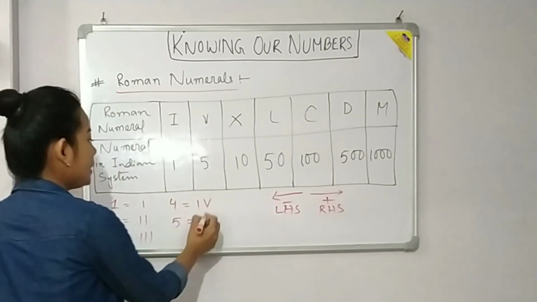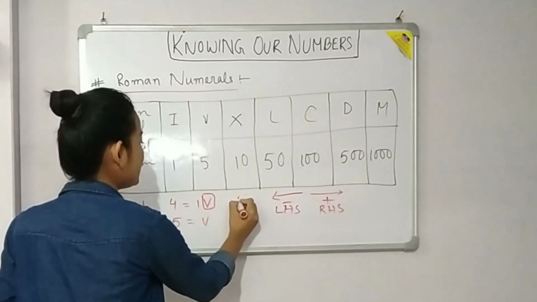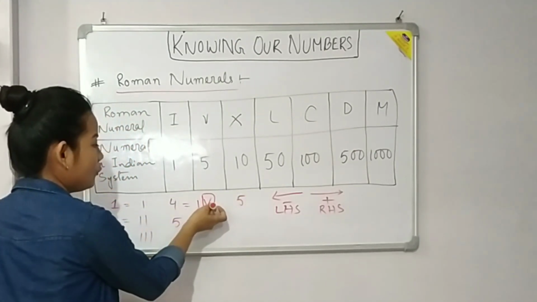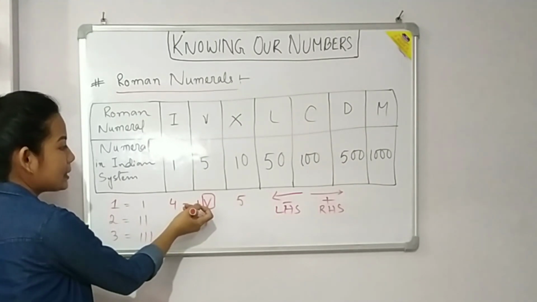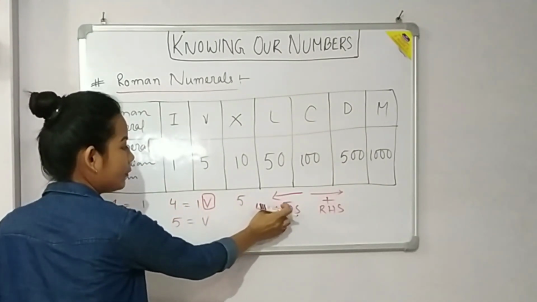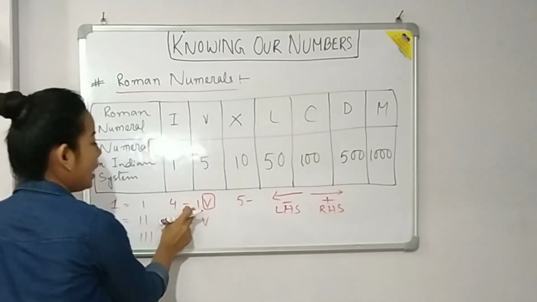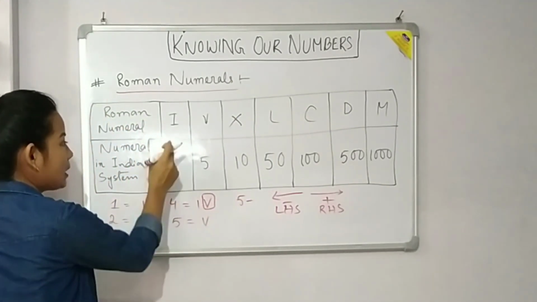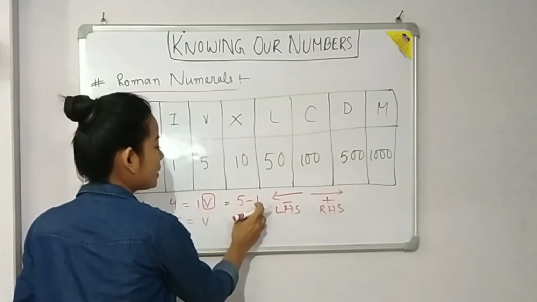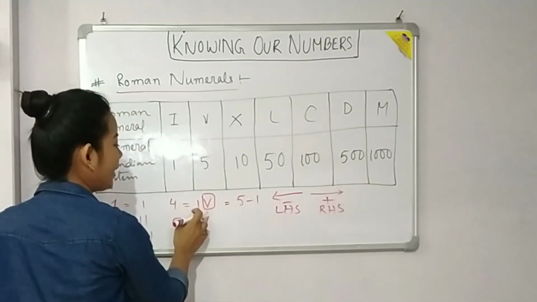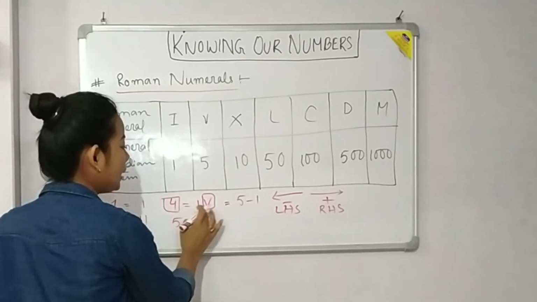Alright. So here V means what? V means 5. And which side are we coming from? LHS. That means we are doing subtraction. So we will do subtraction, and I means 1. Which is equal to what? 5 minus 1 is 4. That's why we have to write IV.